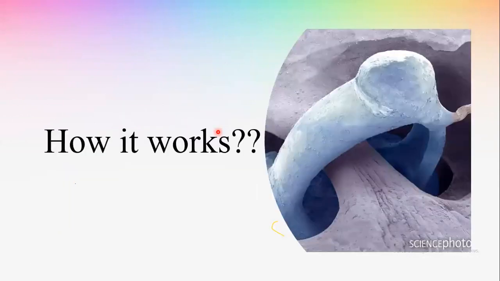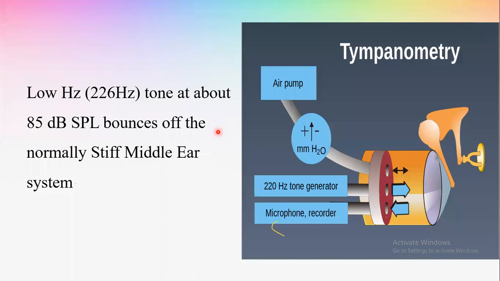So how does it work, how can we measure these things? First, we have three tiny holes for three different things. The first thing is one probe tone, which is around 226 hertz most of the time, constantly giving a 226 hertz probe tone at 85 decibel. The next thing is that we measure how much sound is bouncing back from the tympanic membrane, and that bounced-back sound pressure level we measure through a microphone or recorder, which we analyze through our system.